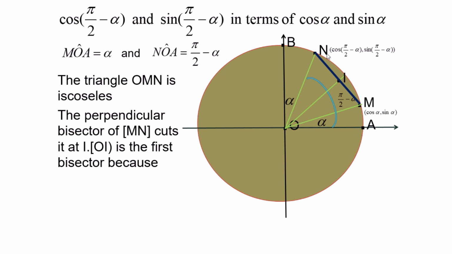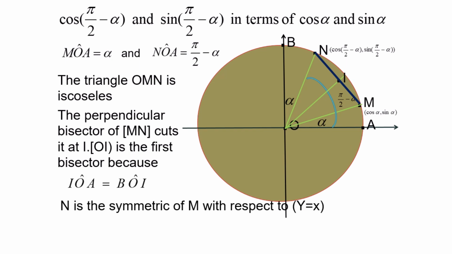Then the coordinates of N should be what? The coordinates of M, cosine alpha, sine alpha. The coordinates of N should be sine alpha, cosine alpha. So here we have sine alpha and here cosine alpha. What do we conclude? Cosine pi by 2 minus alpha equals sine alpha, and sine pi by 2 minus alpha equals cosine alpha, the symmetric of M with respect to y equals x.